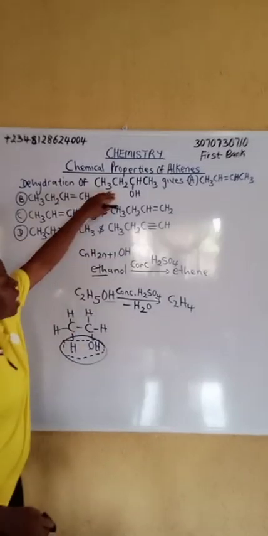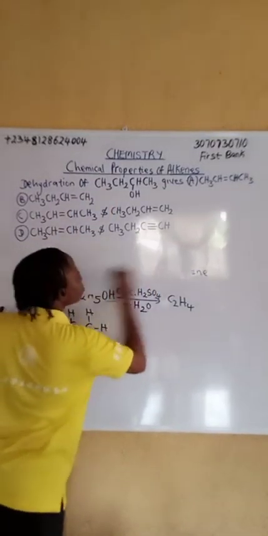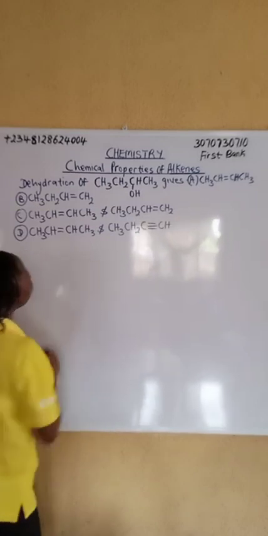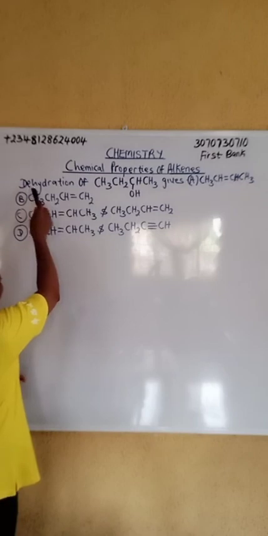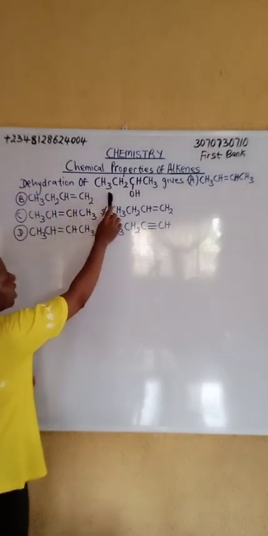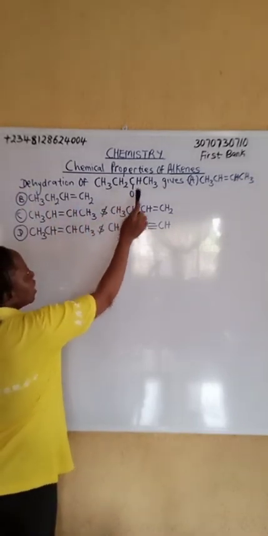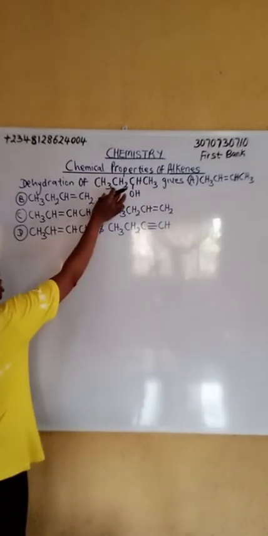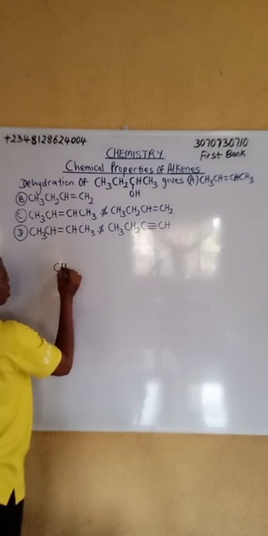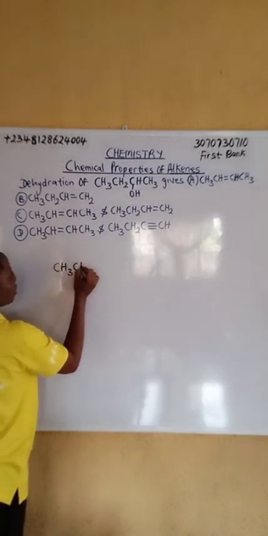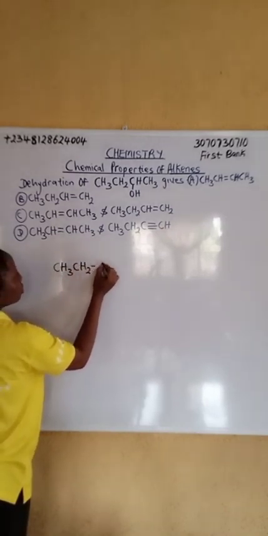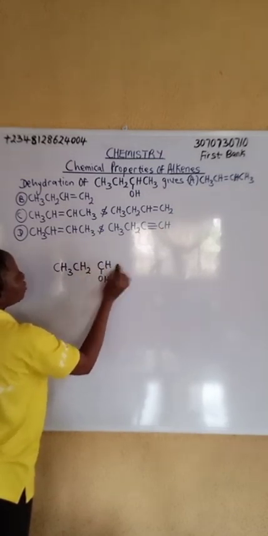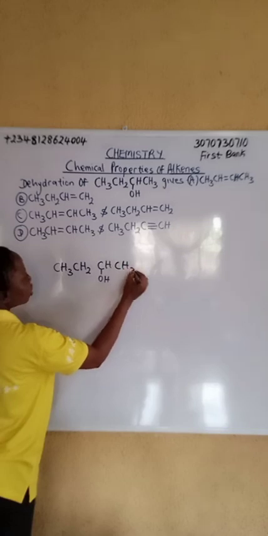So let's see how we are going to answer this question. The question says that dehydration of CH3CH2CHOHCH3 gives what? So I'm going to bring this molecule out. That is CH3, CH2, CHOH, then followed by CH3.